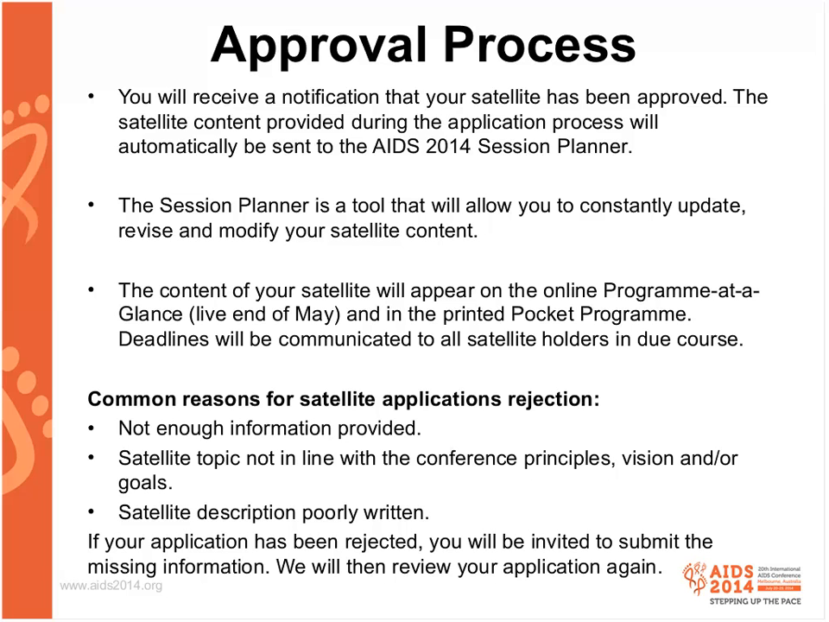The main reason why we sometimes have to reject satellite applications is that there is not enough information provided in the satellite description. As I mentioned before, we need this information to be able to assess the topic of your satellite. Another reason is that the satellite topic is not in line with the conference principle, vision, and/or goals. And finally, if the satellite description is poorly written, it is also a reason for rejection. However, if your application has been rejected, you will be invited to submit the missing information, and we will then review your application once again.